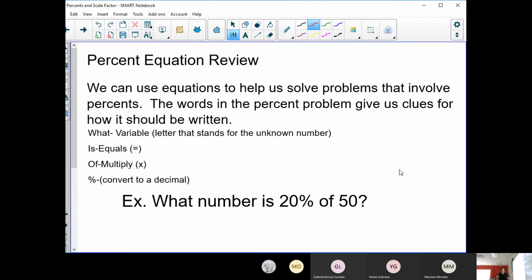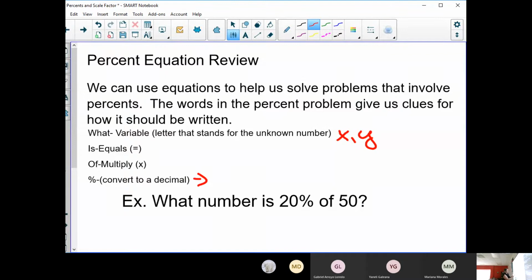So remember last week we learned that the word what tells us that we're going to put in a letter or a variable that stands for that unknown number. Usually we'll use an X or a Y. It can be any letter though, but X and Y are the two most used ones. The word is tells us we're going to put an equal sign right where that is located in the problem. Of tells us we're multiplying something. So anytime you see the word of, you're going to put in the multiplication symbol. And if we have a percent, we convert it to a decimal.